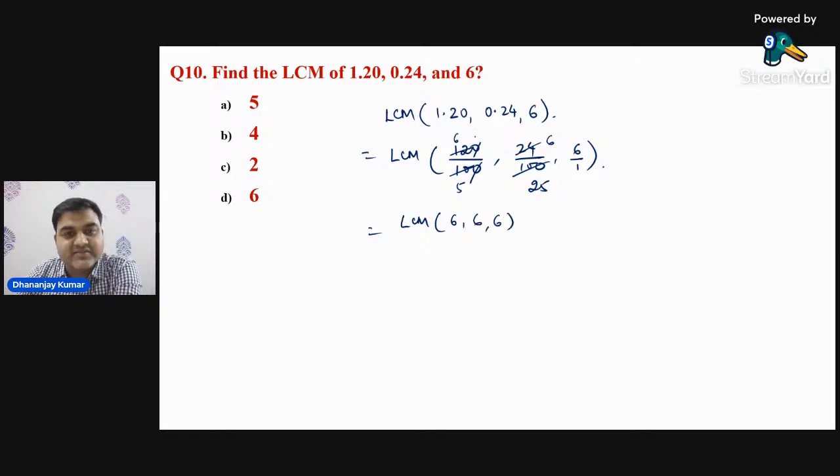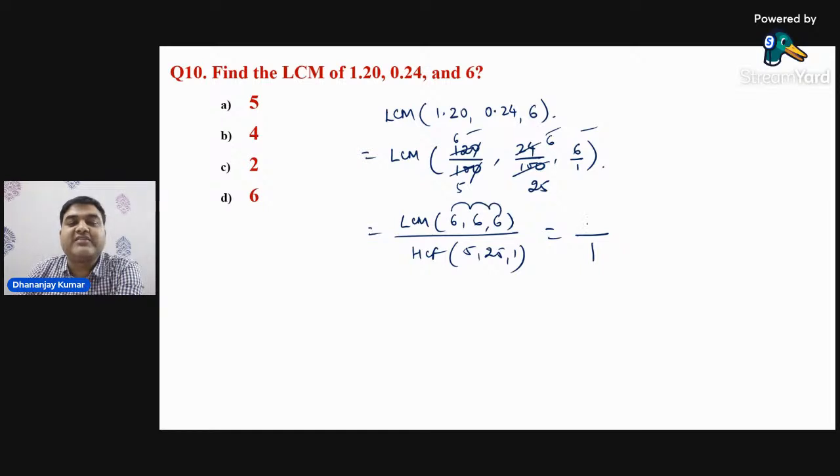6, 6, and 6, we get 6. And the HCF of 5, 25, and 1. The HCF of these numbers is going to be 1. And as all the numerators are the same, 6 by 1, that is 6, is the right answer. You will get the answer as 6. That's all. Durga has got the right answer. Wonderful, Durga.